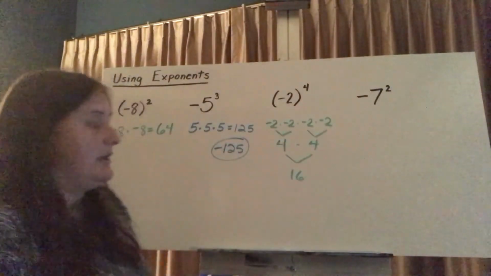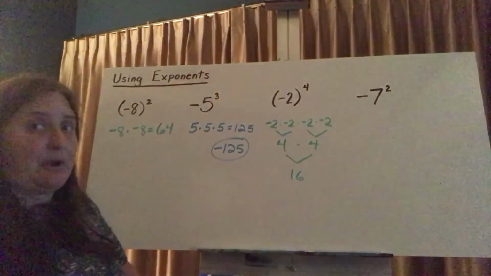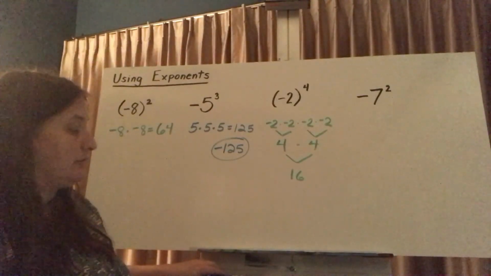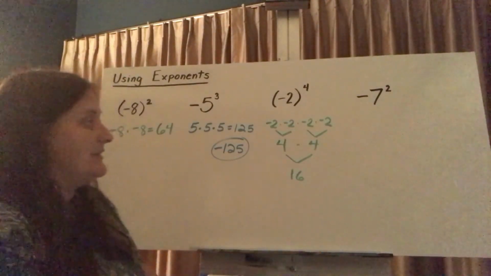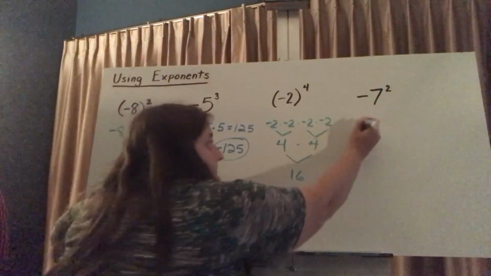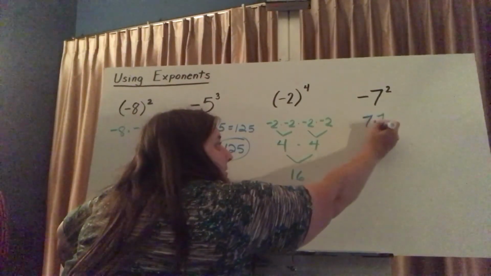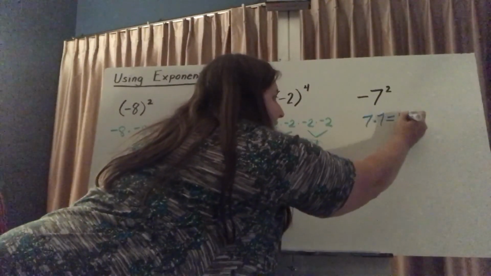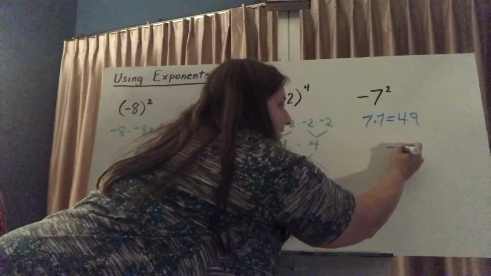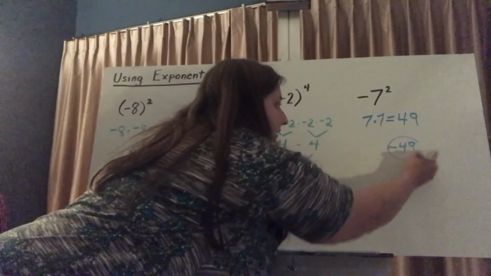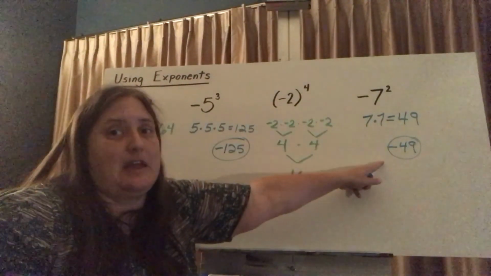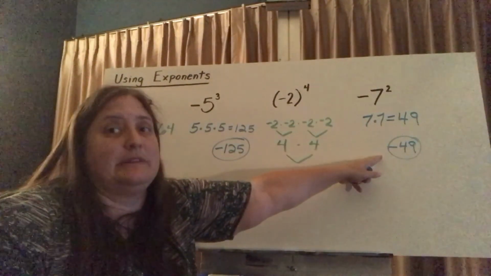And this last one, now the negative is not part of the integer. It's asking for the opposite of 7 squared. So 7 times 7 is the problem I'm doing, and that gives me 49. And the opposite of that is negative 49. Because they're asking me for the opposite of this, right at the end here, I take my answer and change it to its opposite.